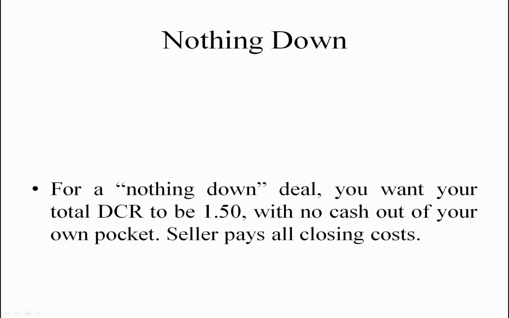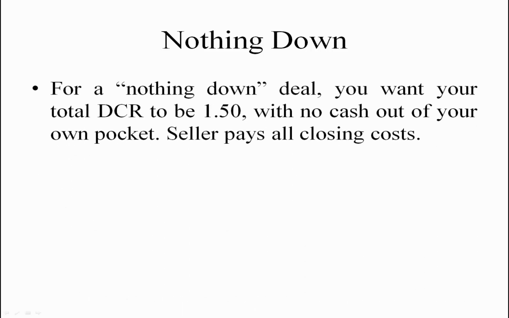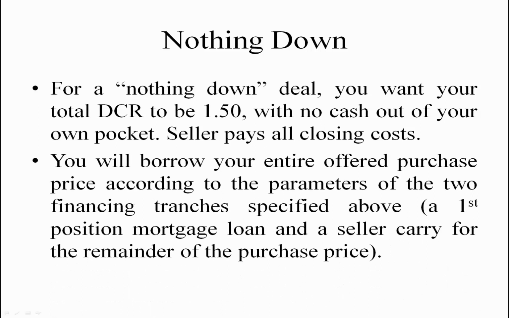Nothing down. For a nothing down deal, you want your total debt coverage ratio to be 1.50 with no cash out of your own pocket. Seller pays all closing costs. You will borrow your entire offered purchase price according to the parameters of the two financing tranches specified above: a first position mortgage loan, and a seller carry for the remainder of the purchase price.